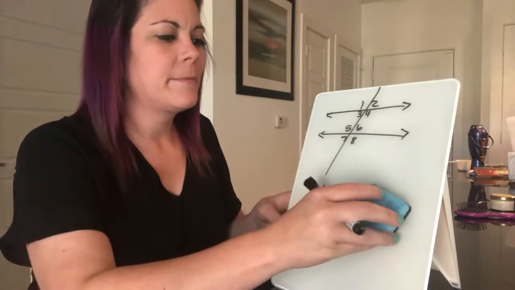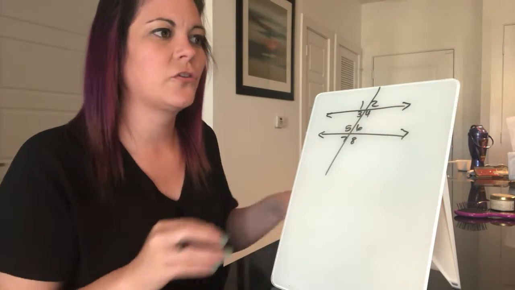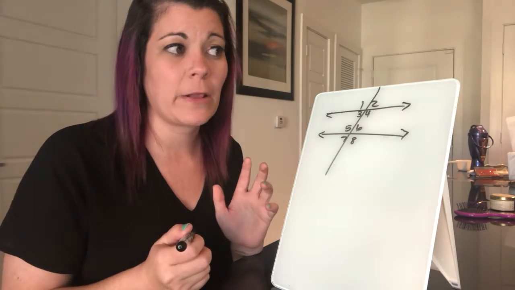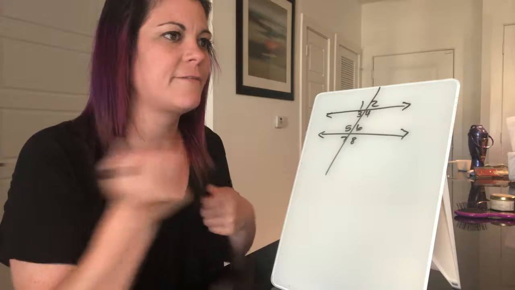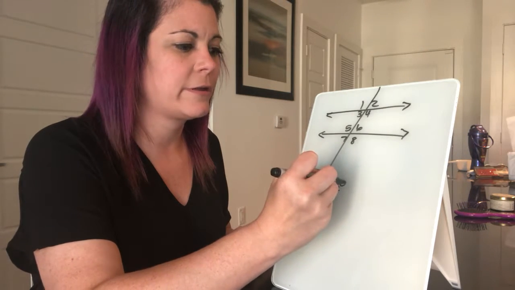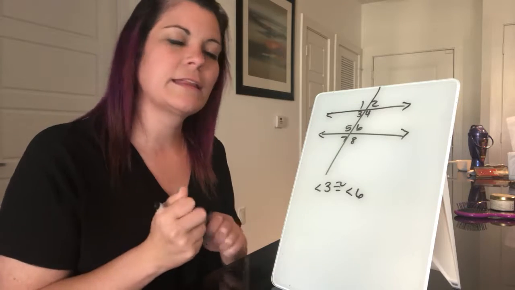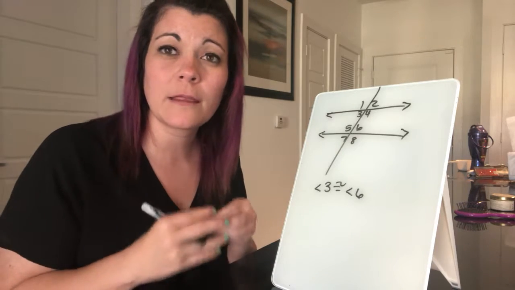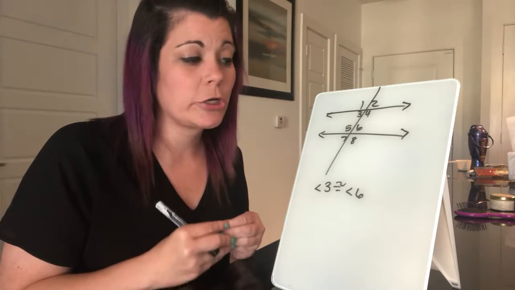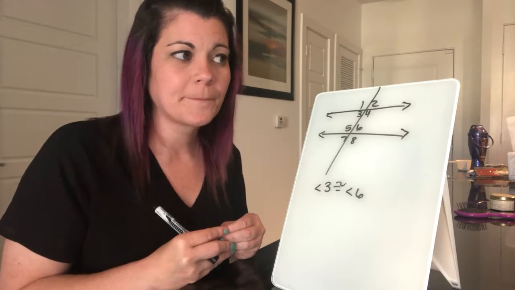The next theorem: if two lines are cut by a transversal and alternate interior angles are congruent, then the lines are parallel. So in this case, if I say angle 3 is congruent to angle 6, then I can state that these lines are parallel because of the theorem that says if alternate interior angles are congruent, then the lines are parallel.